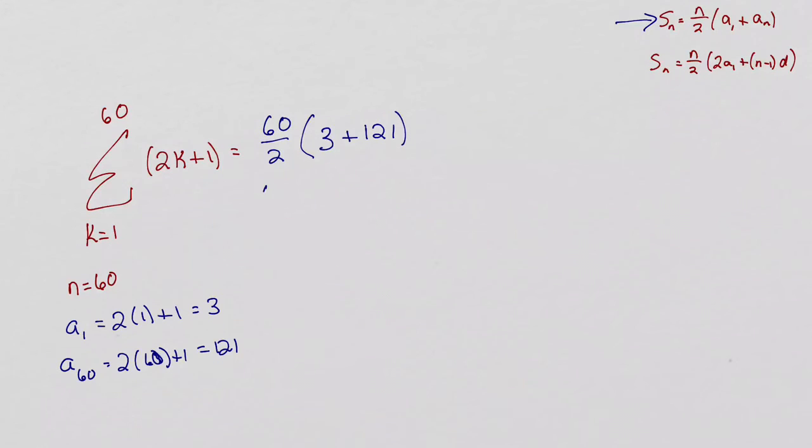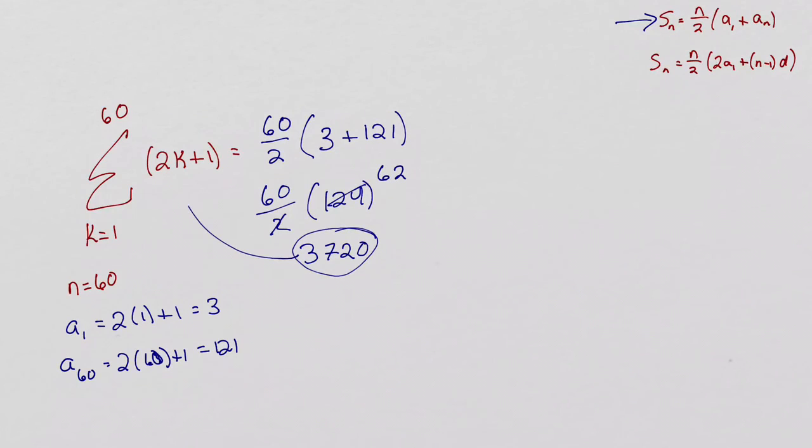From here, I can simply do basic math, 60 divided by 2. This becomes 124. From here, I know 2 goes into 124 62 times. And when you do 60 times 62, you will get 3,720. So this would be the answer to this sigma.